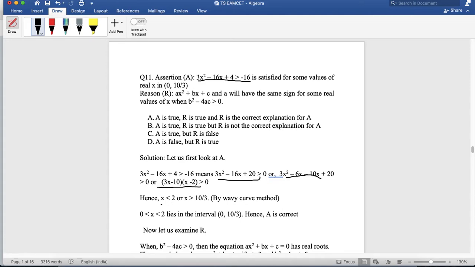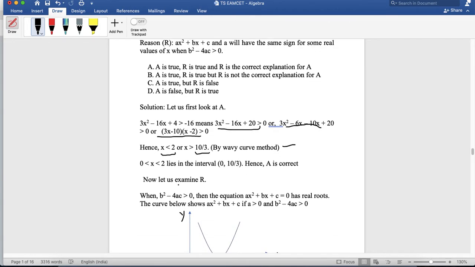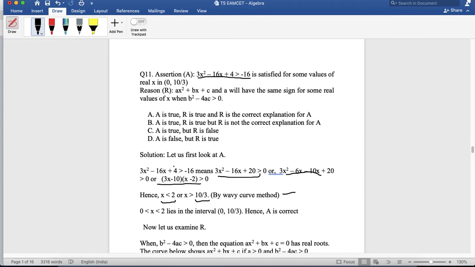So either x is less than 2 or x is greater than 10/3. This is the wavy curve method. So this is satisfied for some values of x in (0, 10/3). Yes, the assertion is correct. Now look at the reason R.